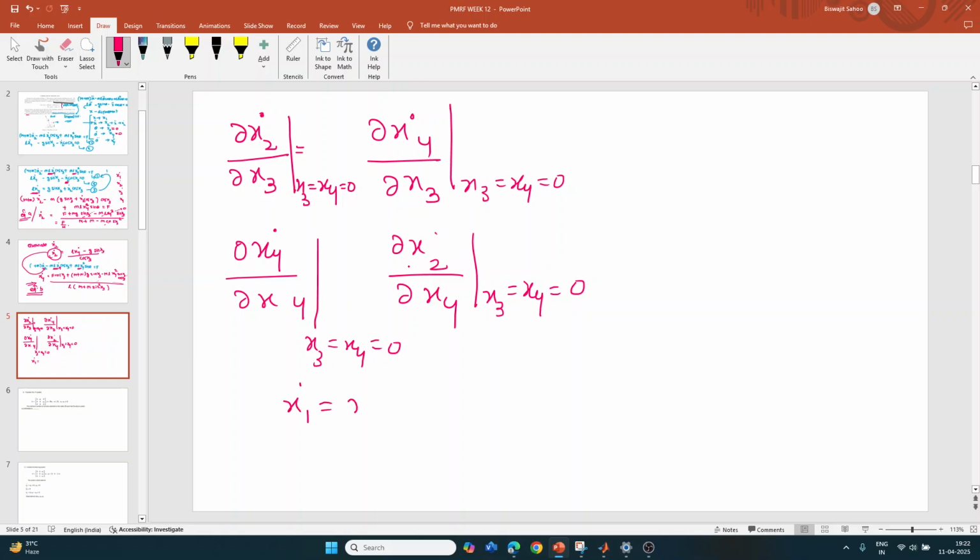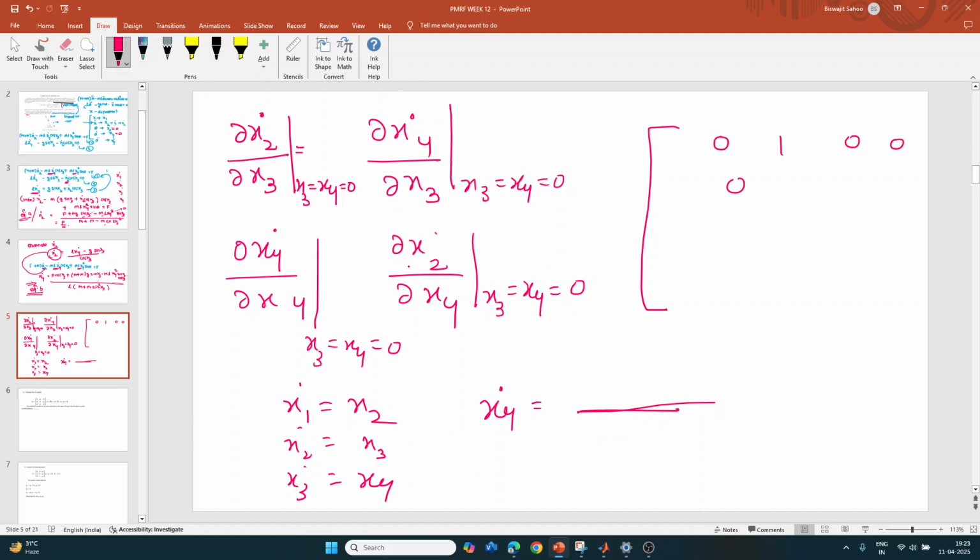x1 star equal to x2, you always know. x2 star equal to x3, x3 star equal to x4, we know. But what is x4 star? x4 star you just need to find out. Then you create a 4 cross 4 matrix. That is a simple way you can linearize any system. The corresponding matrix will be something like Jordan canonical form, like 0 1 0 0, 0 0 1 0, 0 0 0 1, and let's say a b c d. Like this form you have to represent.